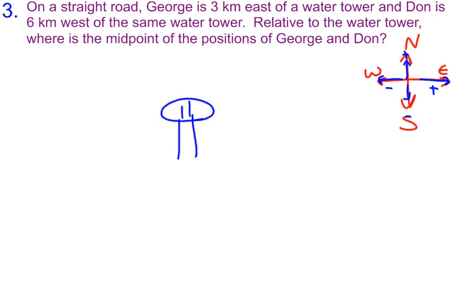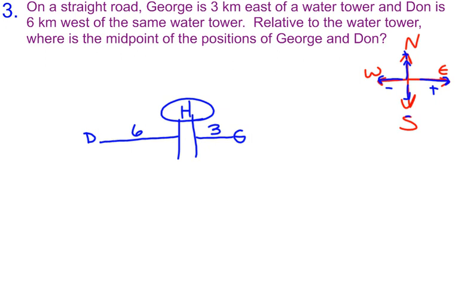We'll put a big H for Hutch on there. And George is 3 kilometers east, so he is right here. This is George, and it's 3 kilometers between him and the water tower. Don is 6 kilometers west, so I'll try to double my line and say that this is Don, and he is 6 kilometers.